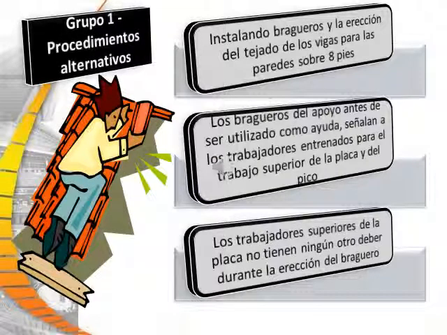A further footnote for installing roof trusses or erecting walls over 8 feet: brace the trusses before they are used as a support. Designate the trained workers for the top plate and peak work. Top plate workers have no other duties other than truss erection.